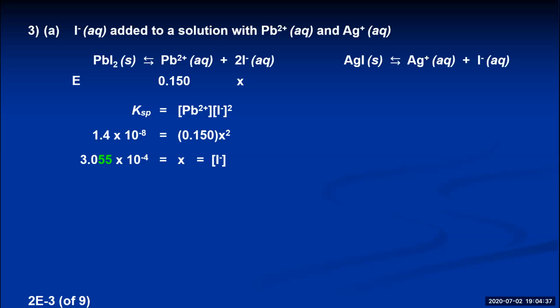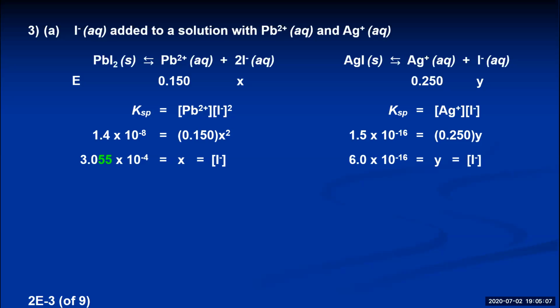For the silver iodide, the same solution is 0.250 molar in silver ions. We don't know the concentration of iodide needed to make a saturated solution, and that's going to be the molarity needed to just reach precipitation. So these molarities are related to each other through the KSP expression for silver iodide. Looking up the KSP for silver iodide on handout 4, it's 1.5 times 10 to the minus 16th, and that'll equal 0.250 multiplied by Y, divide by 0.250, and the concentration of iodide ions needed to precipitate silver iodide is 6.0 times 10 to the minus 16th.